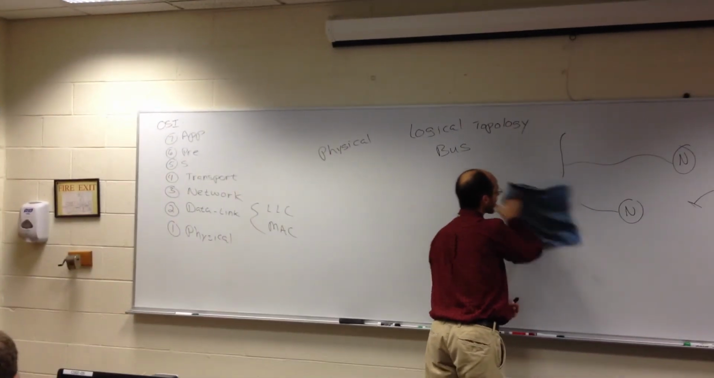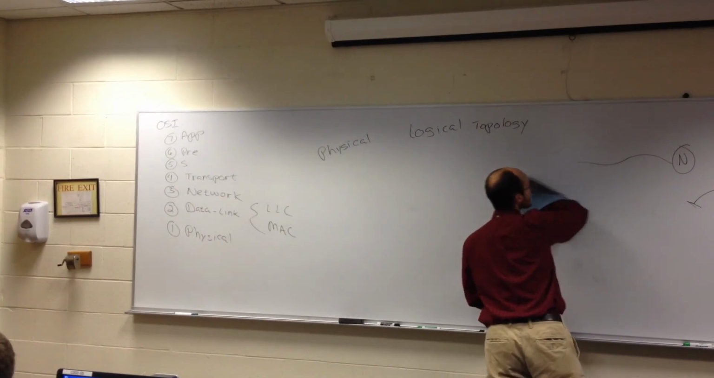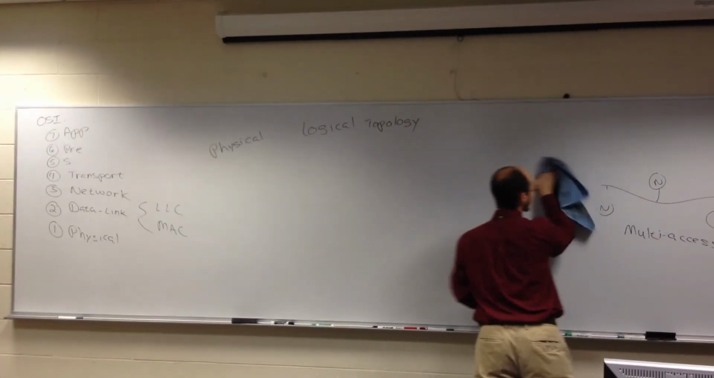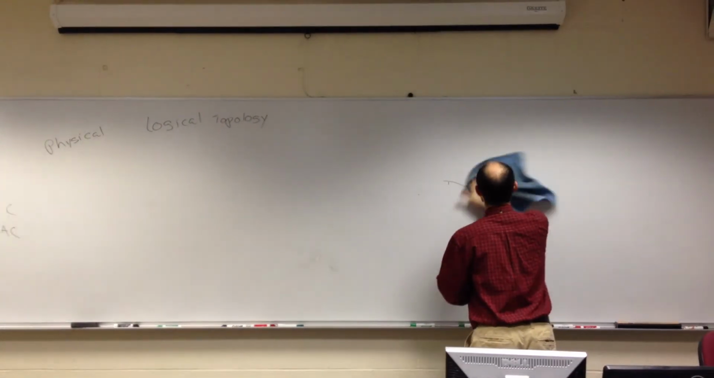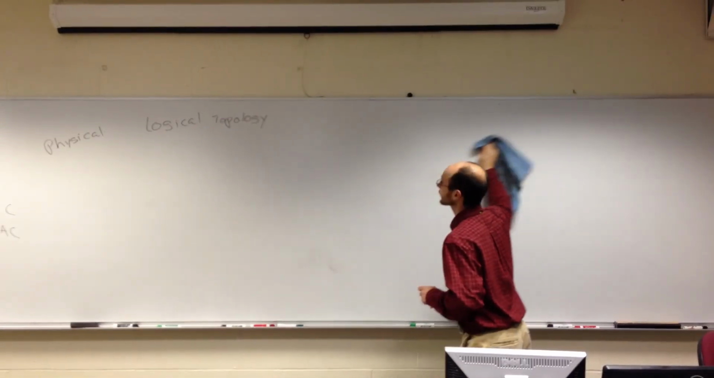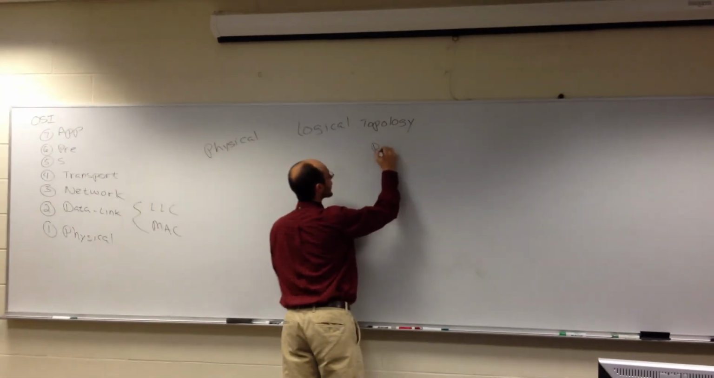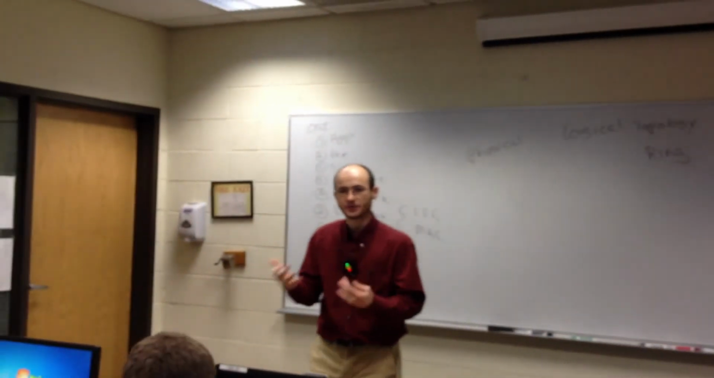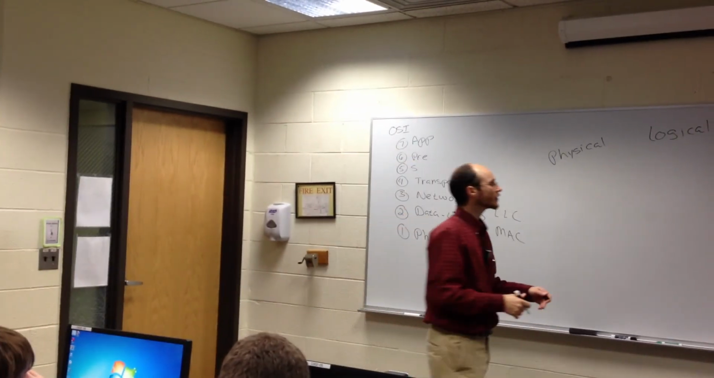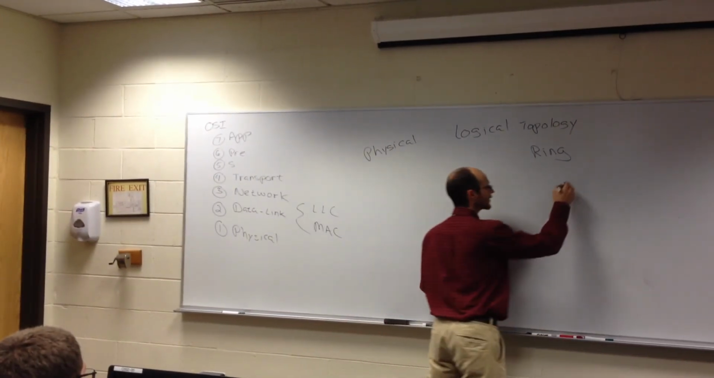But another logical topology I want to get into is called a ring. More importantly, a token ring. If you were to draw this logical topology out, what shape would you use? So here's my logical topology. Remember, logical was all about the behavior. If you guys were to draw this out, what shape would you use? Circle, there we go.